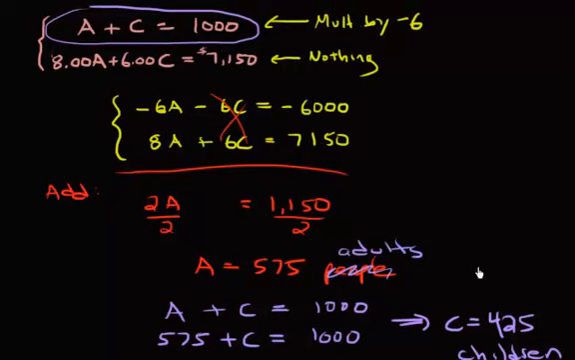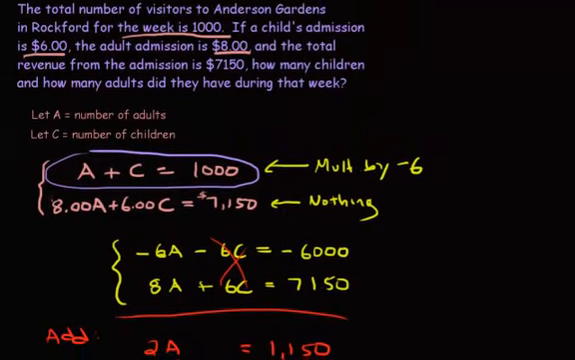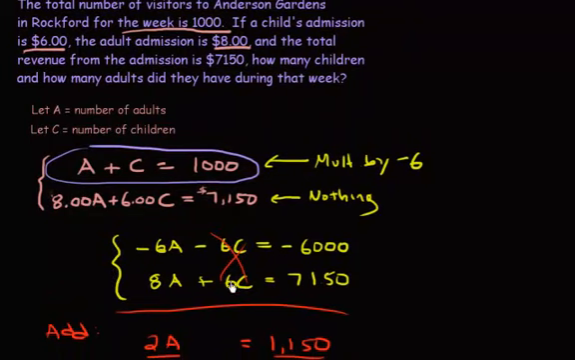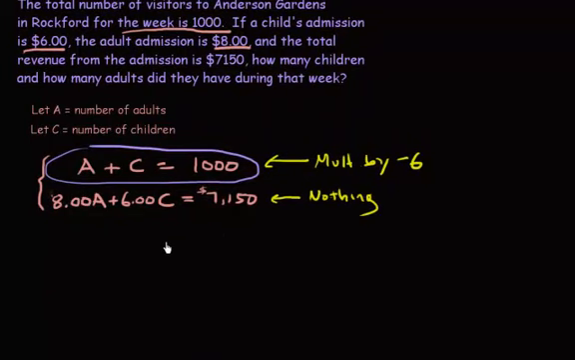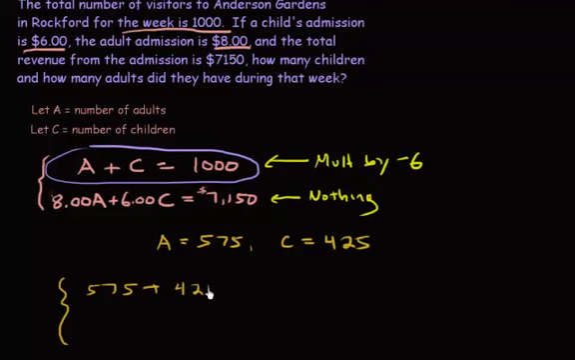Okay, and that's it. So what we can do is now we can go back and check our answers up here. So I'm going to erase this. Okay, let's rewrite our answers down. So we had A equals 575, and we had, what was it, 425. All right, so let's check them out. So we have two equations. So the first equation is A plus C, so 575 plus 425. Does that equal 1,000? And it does. 575 plus 425 equals 1,000.